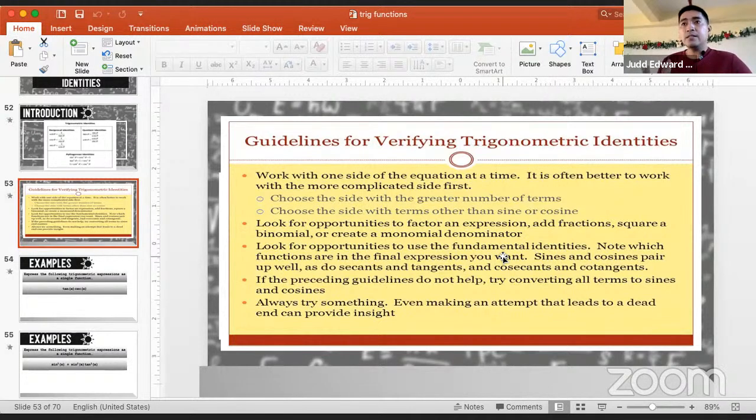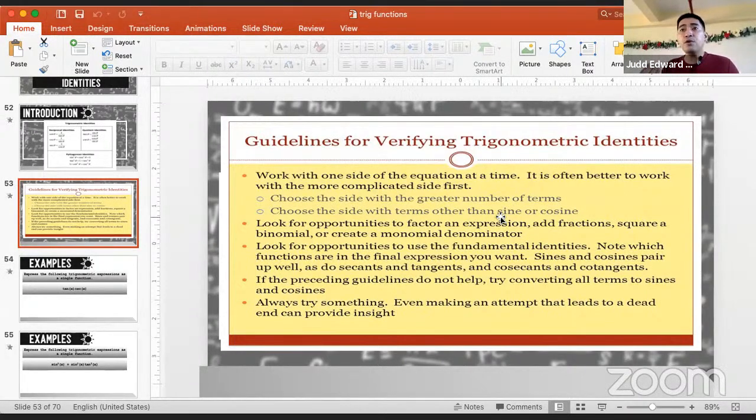Pag sinabi natin it is better to work with more complicated side first, lagi nating tatandaan na hindi porket mas maigsi ay siya na yung hindi complicated. Sa trigonometric identities kasi may mga terms na maigsi na pwede nating i-expand. Ang gusto kong sabihin dito sa inyo na pag sinabi nating better to work with the more complicated side first is hanapin mo muna kung ano yung pwede mong i-expand, ano yung pwede mong palitan into a different identity na maglalabas siya ng iba na halos kamukha nung kabilang side.